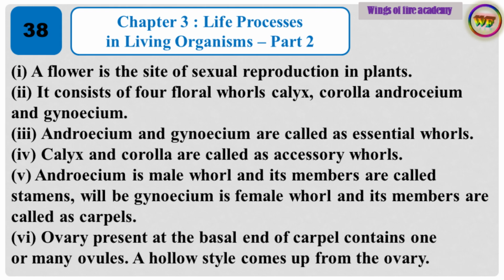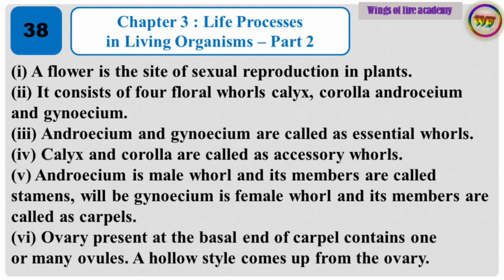Point 1. A flower is the site of sexual reproduction in plants. Point 2. It consists of 4 floral whorls: calyx, corolla, androecium and gynoecium. Point 3. Androecium and gynoecium are called essential whorls. Point 4. Calyx and corolla are called accessory whorls. Point 5. Androecium is the male whorl and its members are called stamens, while gynoecium is the female whorl and its members are called carpels.